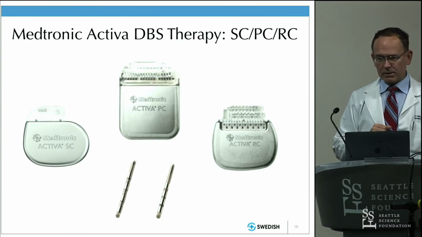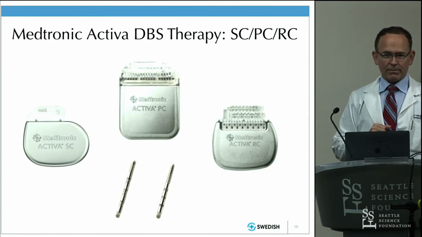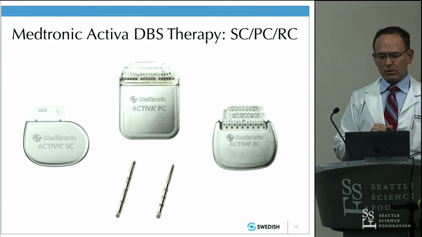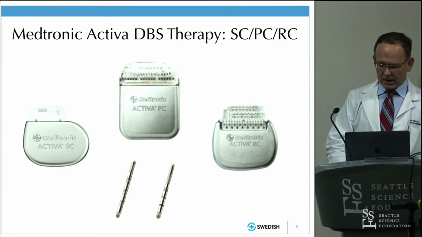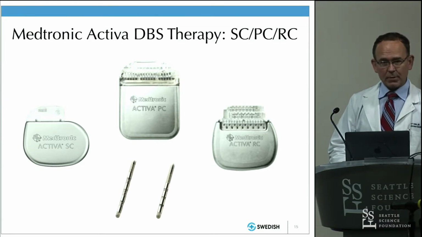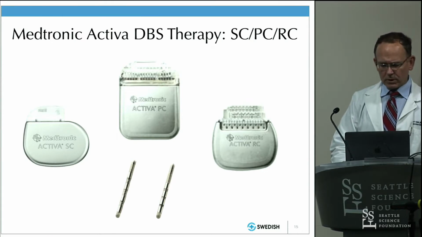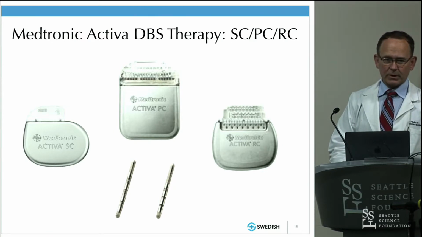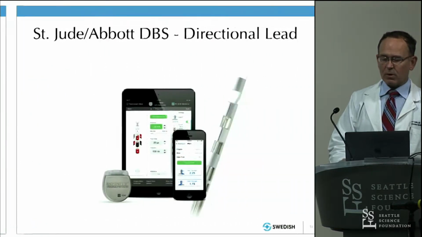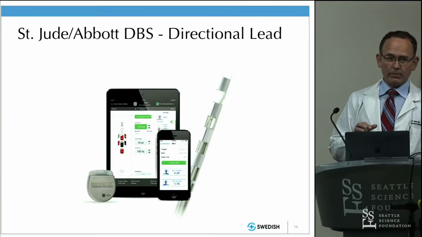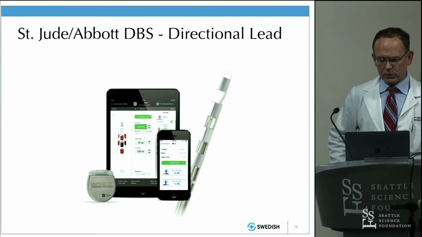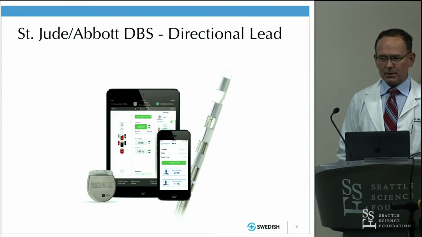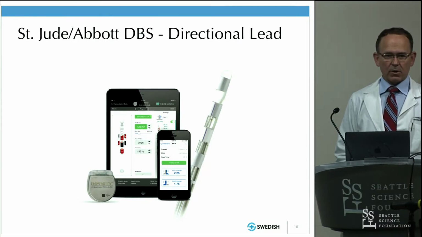Medtronic has been really the only player in the field up till about a year ago. These are the batteries that are typically used. We have a rechargeable battery. We have a battery that runs two electrodes and a battery that runs one electrode. We frequently do bilateral stimulation in patients with essential tremor, although it was only ever FDA approved for unilateral treatment with Medtronic. Just in the last year, like I said, St. Jude, which is now bought by Abbott, has a new DBS device that's just come on the market.